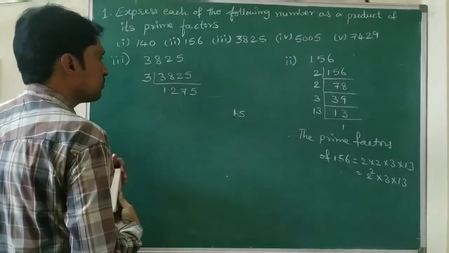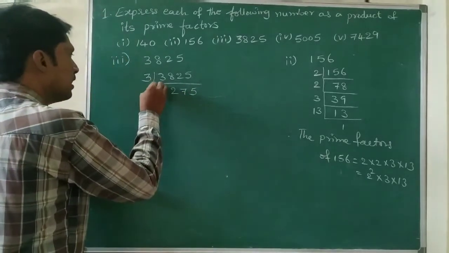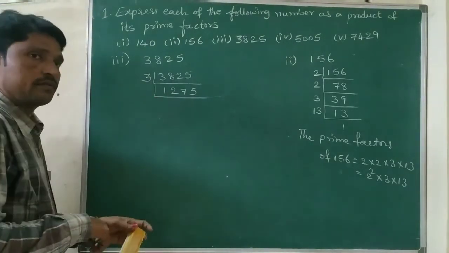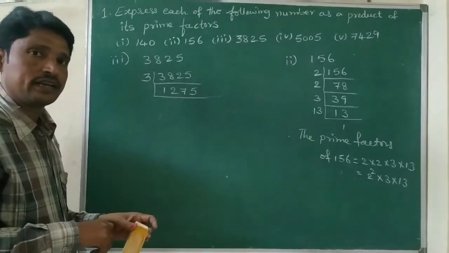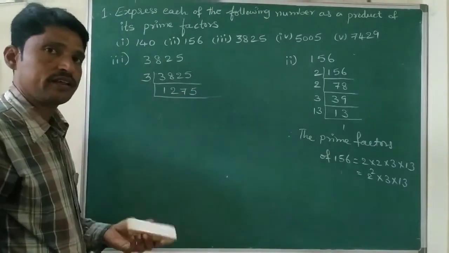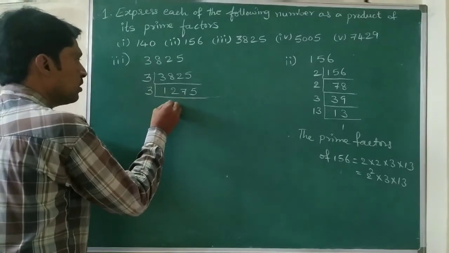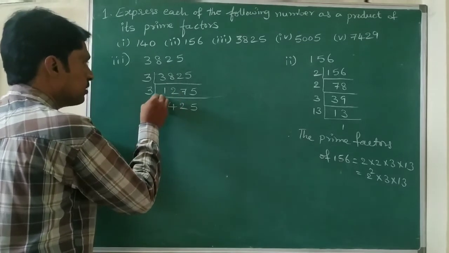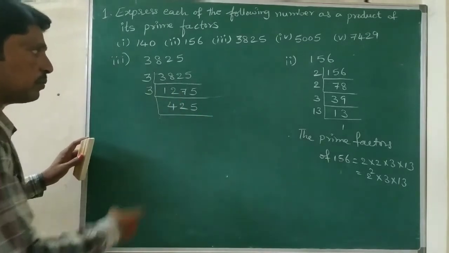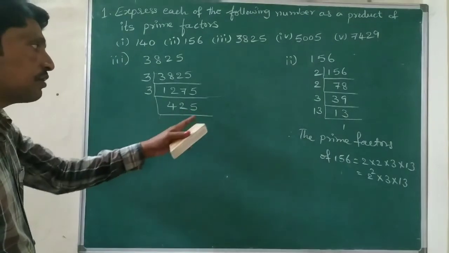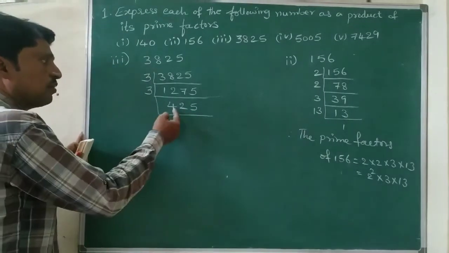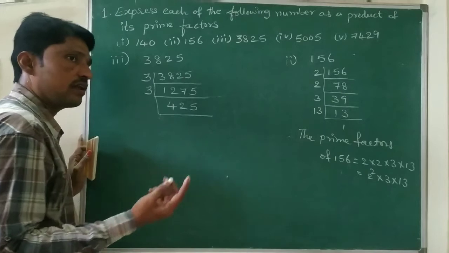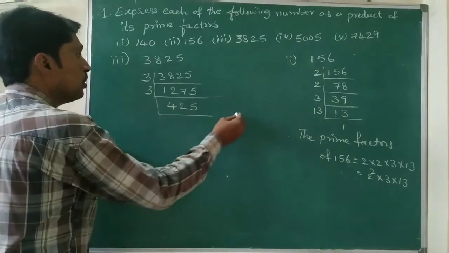3 5s are 15. Now next, again check once more whether 3 is possible. 1 plus 2 is 3, 3 plus 7 is 10, 10 plus 5 is 15, means it is divisible by 3. So 3 4s are 12, 3 2s are 6, 1 remained. 3 5s are 15. Now is it divisible by 2? No, it is not divisible by 2. Divisible by 3? Check once. 4 plus 2 is 6, 6 plus 5 is 11. 11 is not a multiple of 3.